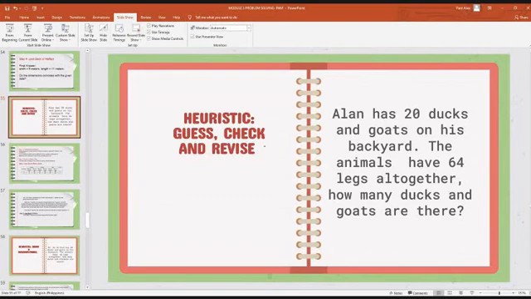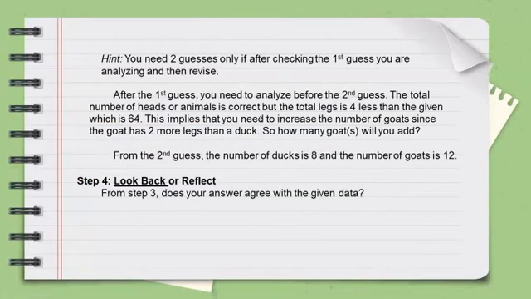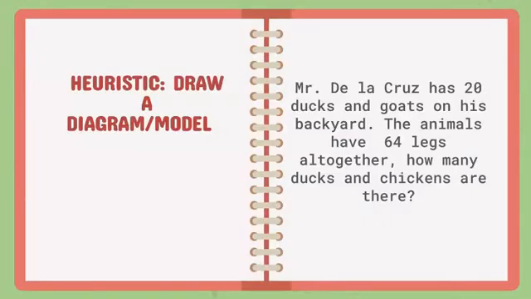Okay, very good. That is basically the strategy indicated here. Guess, check, and revise. So that is another way to solve a problem. Thank you, Trixie. That is correct. So that is 12 goats and 8 ducks. Because you check and revise when you look back or reflect. So that's your answer given the data. That's what Trixie had done. Nag-revise siya. And so 12 goats and 8 ducks. That's correct.